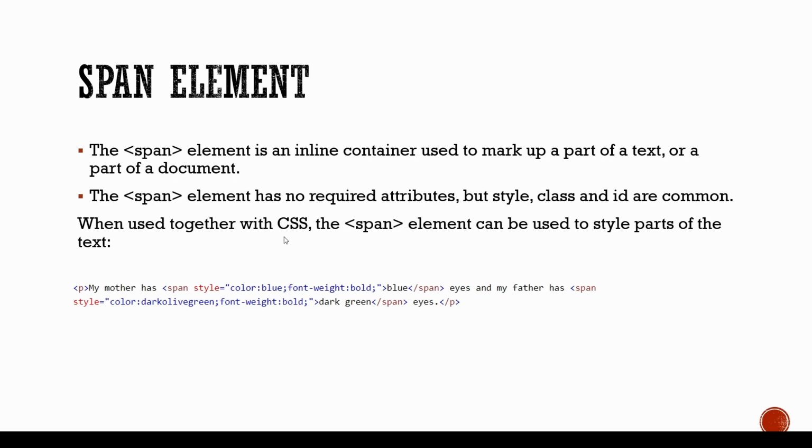When used together with CSS, the span element can be used to style part of the text. So let's just say you want to change the word blue and give it a color of blue, and everything else is going to remain the same. So to do that, you can take the word blue inside the span tag and give style to the span tag, and it is going to change the color of the word blue.